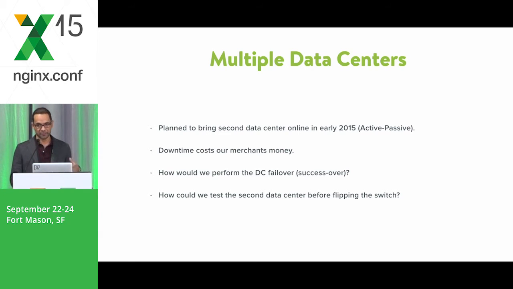We had racks and servers spread throughout this data center in multiple cages, and building a second data center really allowed us to do things right and construct a proper network architecture right from the get-go. It also gave us a story for disaster recovery. For us, downtime costs our merchants money, and we don't want our merchants to lose money. So we needed to come up with a plan to bring the second data center online with the least amount of downtime for our merchants.